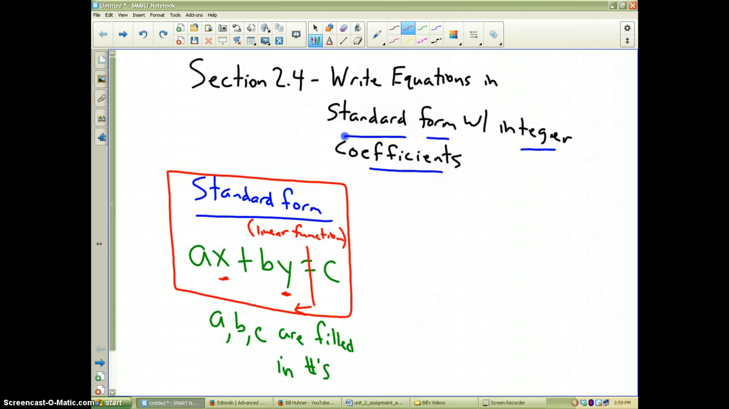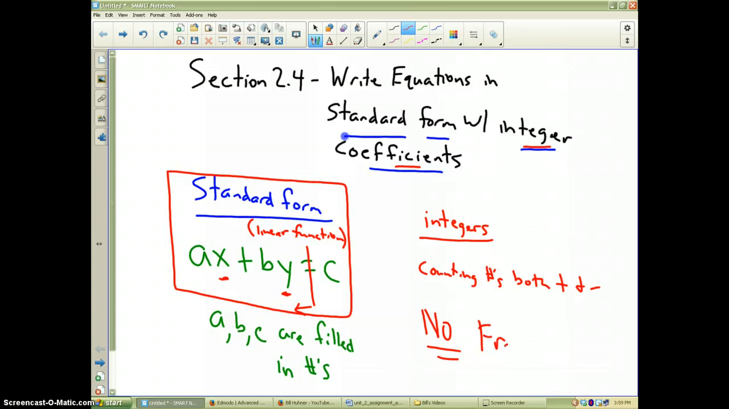Now, it also says we need integer coefficients. If you remember from Unit 1, the set of integers are all counting numbers, both positive and negative. No fractions. And that's going to be very important when we get to the end of these problems. If you need to pause the video or copy those notes down, please do, and then I'm going to forward it, and we're going to do example 1 together.